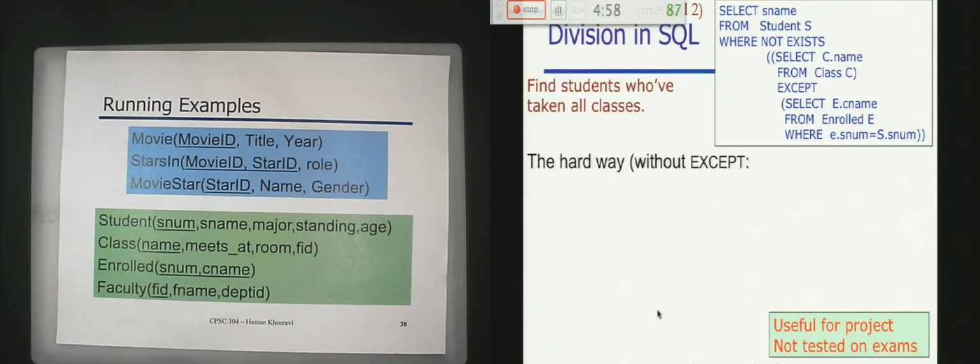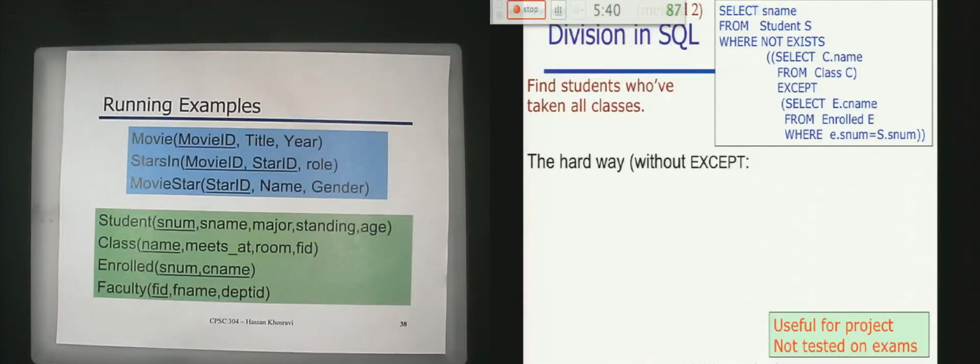Now, with division, you can have queries such as find students who've taken all of the classes. Right? And if I want to write that, I can use except. I can say, let's find all of the possible courses, and let's find all the courses that my students have taken. If there's nothing that is offered but my student hasn't taken, then that means that person has taken all of the courses.